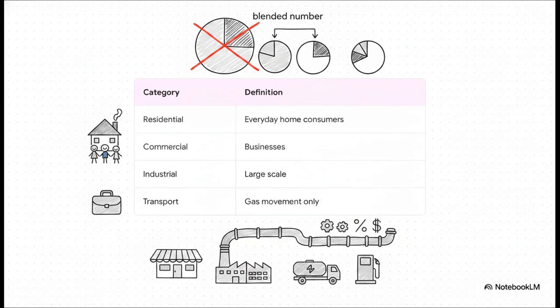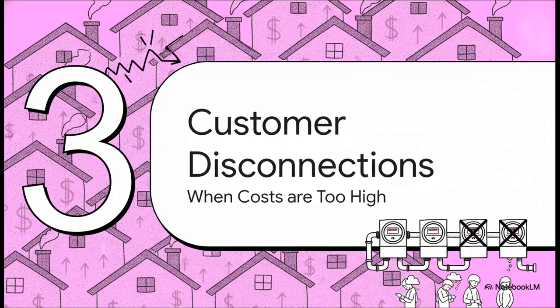This is absolutely crucial because it gives regulators and the public a super granular view of who is paying what. It basically prevents the scenario where everyday home consumers are secretly footing the bill for massive, large-scale industrial factories. All right, that brings us to Part 3, measuring customer disconnections.